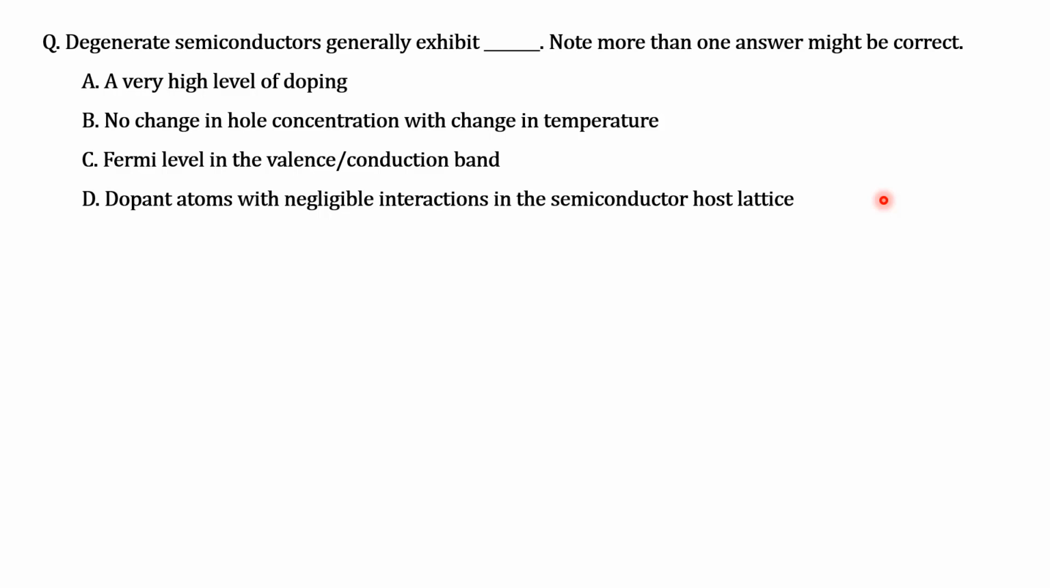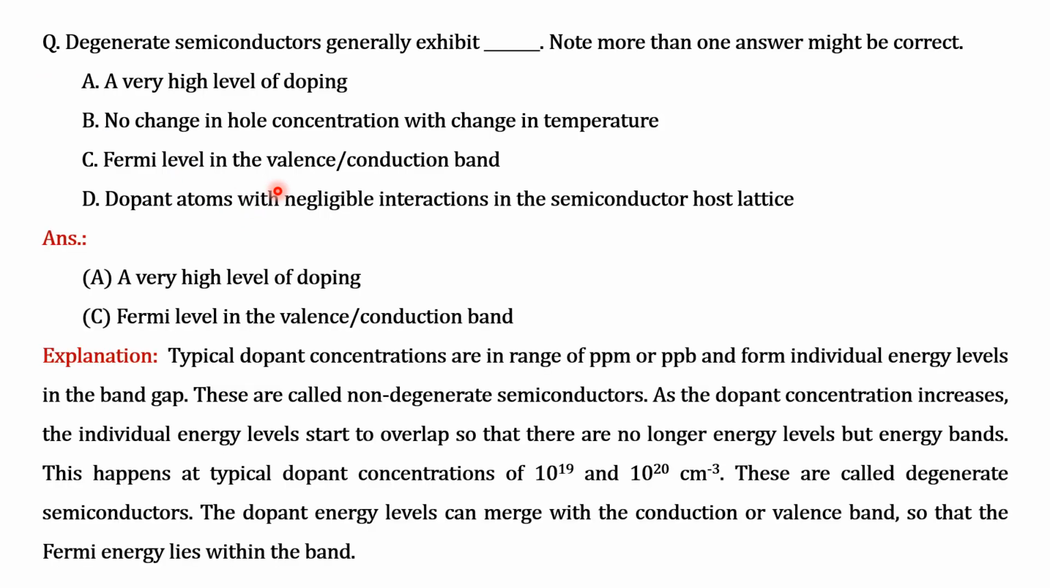Degenerate semiconductors basically means that it is a semiconductor when we are adding a large or high amount of doping, and because of this doping, what happens? A large number of trap states will be created, and eventually the Fermi level becomes merged with the valence band or conduction band. So degenerate semiconductors actually behave as metals. They do not have an active band gap. They will start acting as metals itself. Therefore, we can say they have a very high level of doping, and the Fermi level will lie inside the valence band or the conduction band.